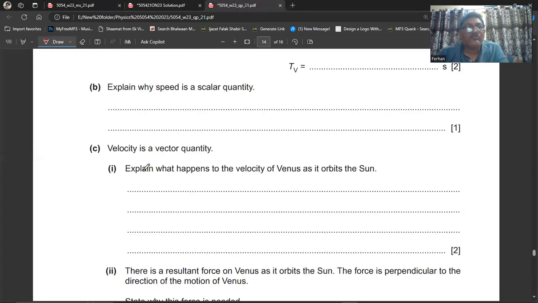Okay, so the next question is C part, question number 9, C part. It says, velocity is a vector quantity. Explain what happens to the velocity of the Venus as it orbits the sun. Because that orbit is circular, as the Venus moves in that orbit, the direction of that velocity is changing all the time.